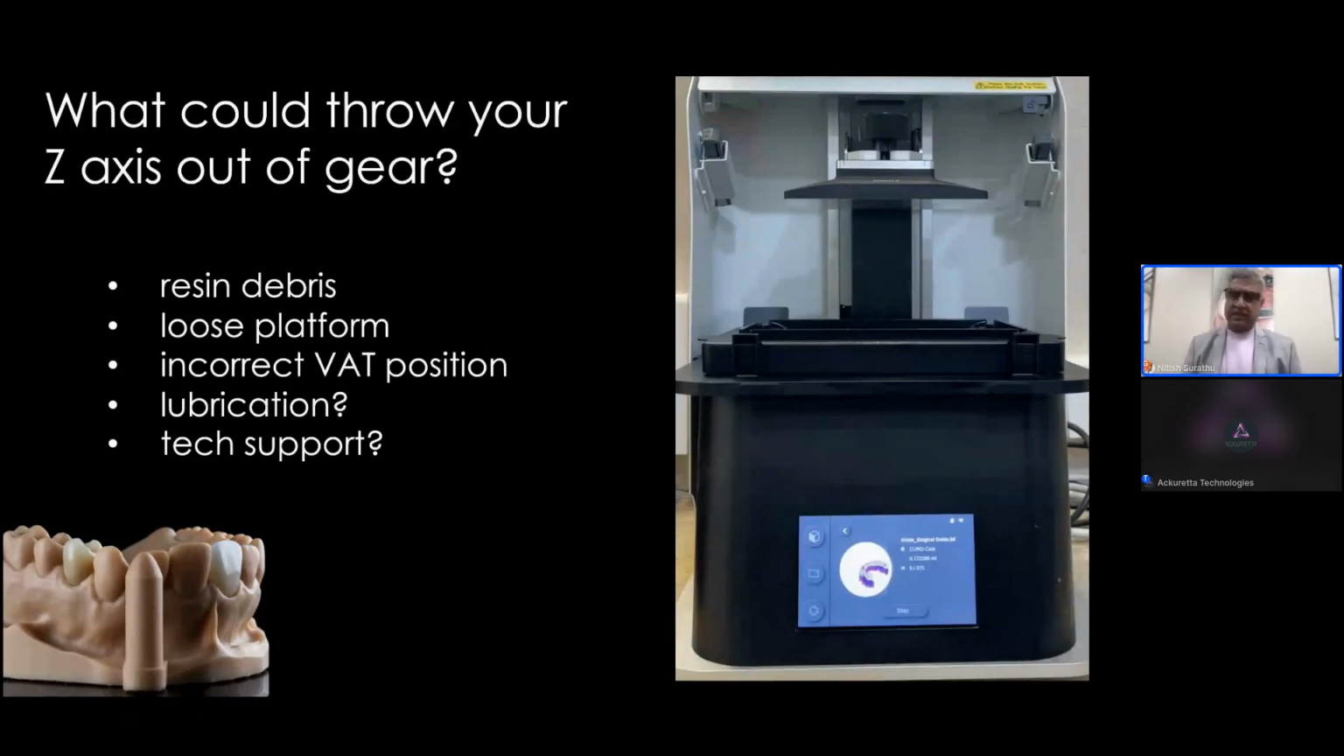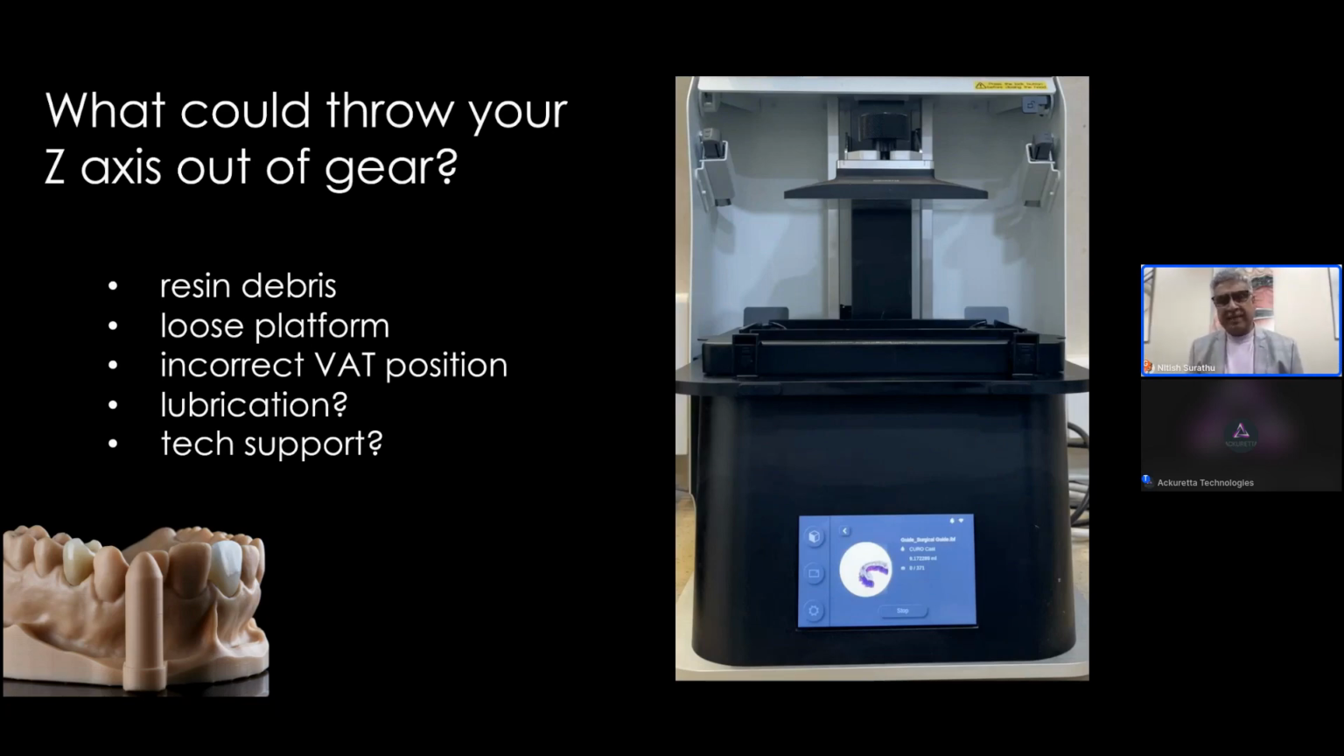Well, the z-axis is really the path along which the platform moves down and comes down into the resin and into the vat. If your slicing software is saying that each layer is 50 microns, then your platform is going to maintain a distance of 50 microns from the bottom of the vat. In other words, it encloses a layer of 50 microns. If, however, the software is saying 50 microns and the platform is not doing 50 microns, but it's doing 100 microns, for instance, then your z-axis is out of gear.